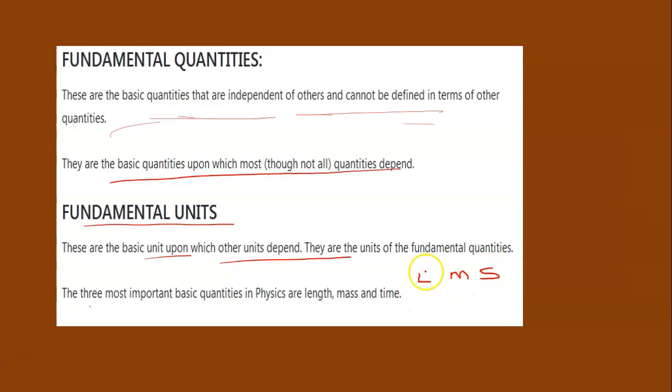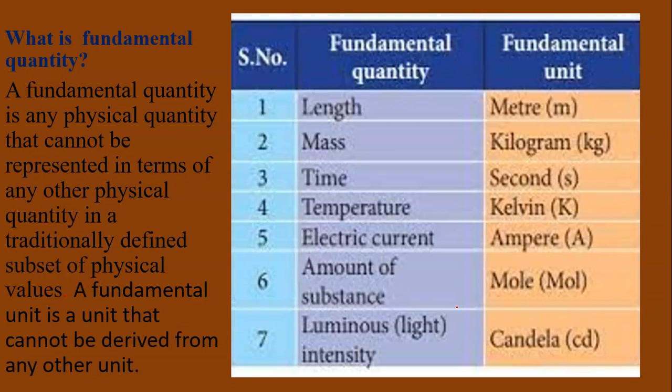Okay, the length is represented as L if you are doing dimensional analysis, but the unit is always meters. The mass is represented as M in dimensional analysis, but the unit is always kilogram. The time is represented as T in dimensional analysis, and the unit is always seconds. Okay. So these are some examples of fundamental quantities and their units.